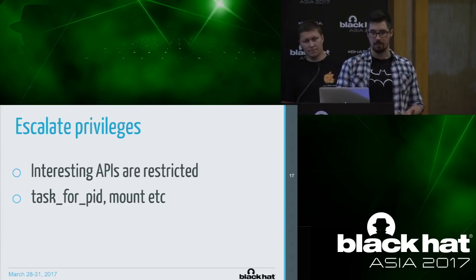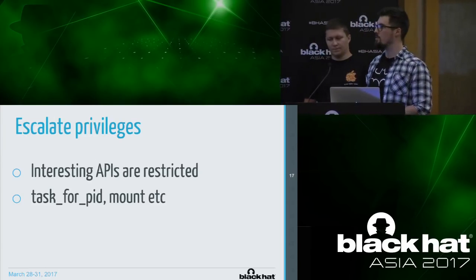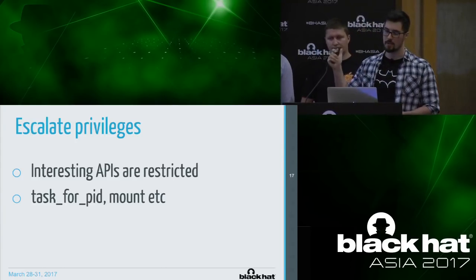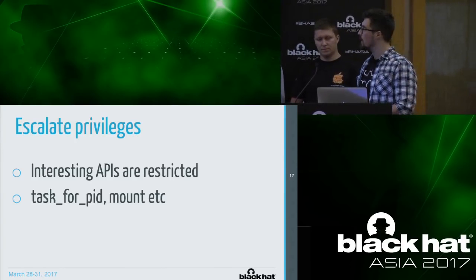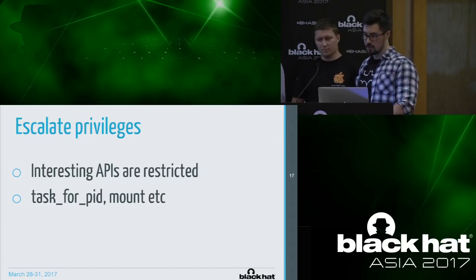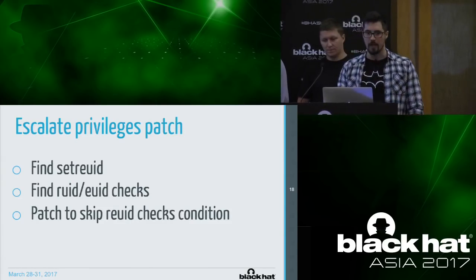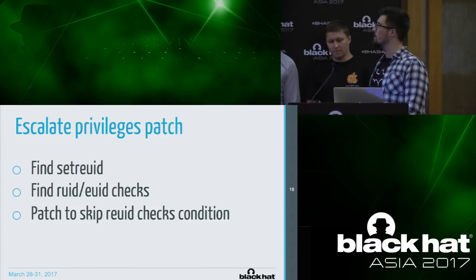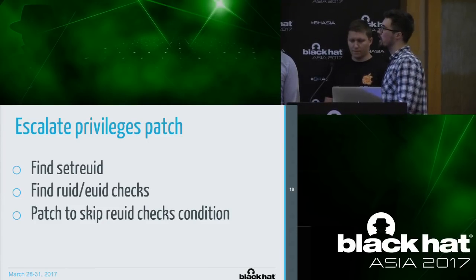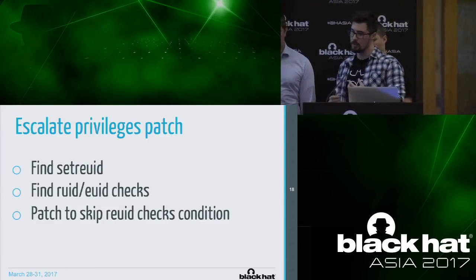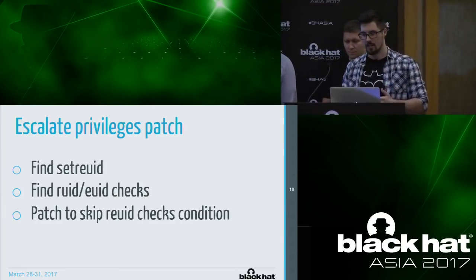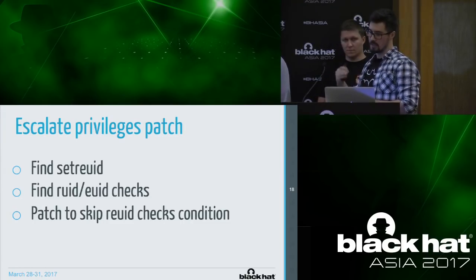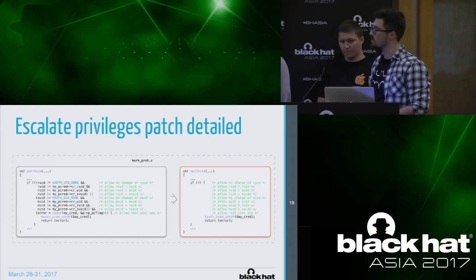So, escalating privileges. As I said, most critical system APIs require root to work: task_for_pid, mount, host_get_special_port, and so on. So in order to use these APIs, we need to escalate privileges. A pretty popular way, if we bypass the kernel patch protection and can patch the kernel directly, is the setreuid syscall, where there is a check comparing the real UID with the effective UID. There's a set of these checks. So all we need to do is find it in the setreuid function and patch it to skip this condition altogether.